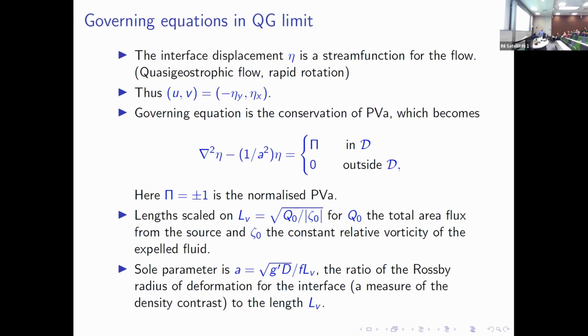And there's only one parameter in the problem, and that parameter is A, 1 over A. And A is a measure of the density variation. The stronger the density contrast between the two layers of fluid, the bigger A is.